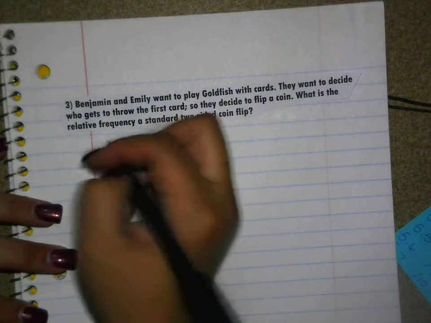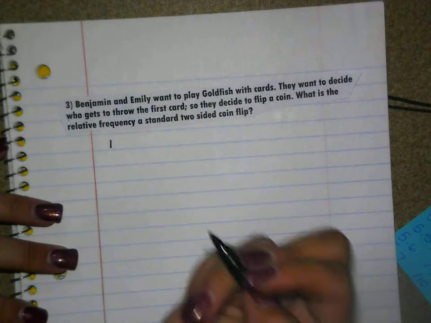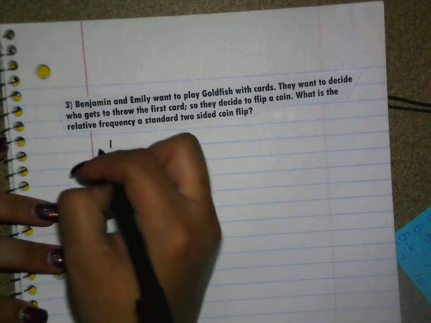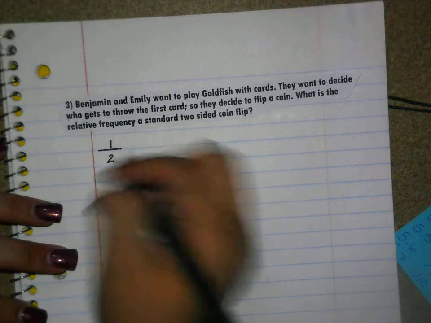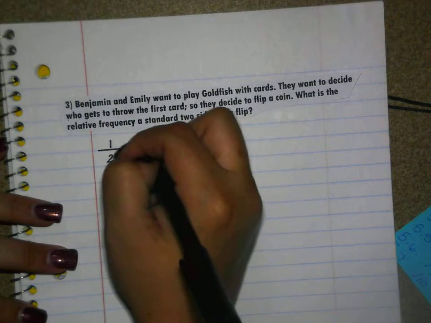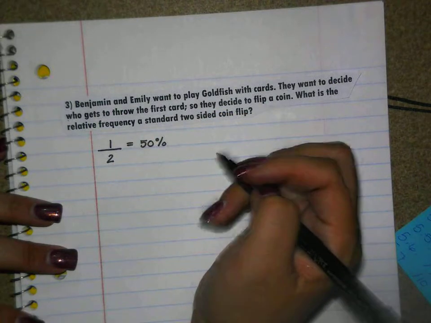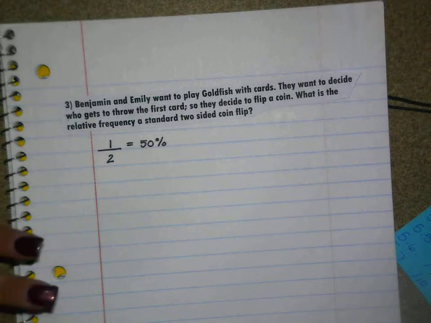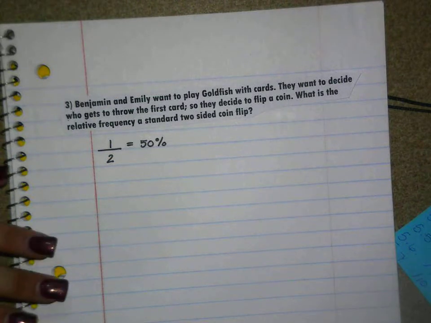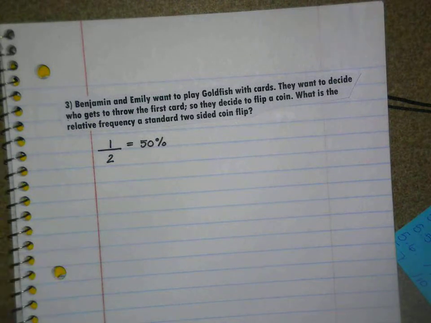So we know that they can get one of two things. One outcome out of two, and so that's going to just be 50%, right? So what's the probability of getting heads or tails? It's 1 out of 2 times the 100, and that's 50%.